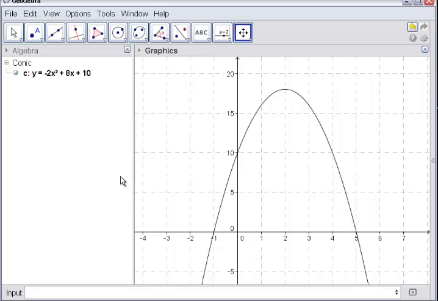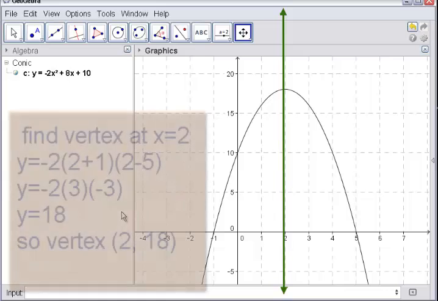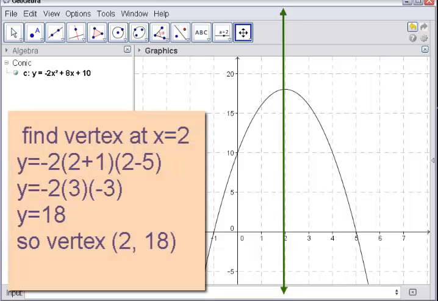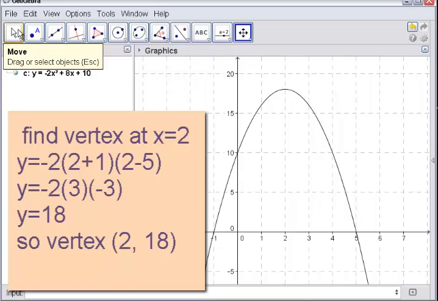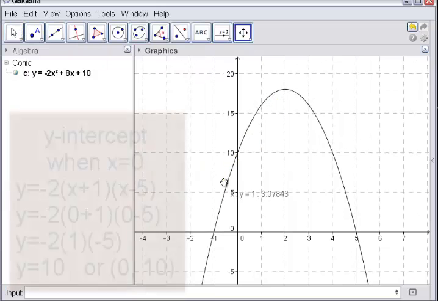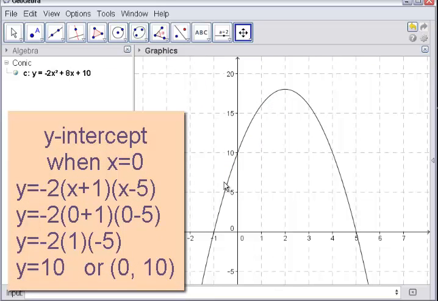Halfway between negative 1 and 5 is the axis of symmetry, and the vertex will be found on this axis of symmetry. To calculate it, let x be 2, and then substitute 2 into your original equation in factored form, and you will get that the y value will be 18. Therefore, the vertex is at (2, 18). If you need to find the y-intercept, you let the x value be equal to 0. When you substitute x equals 0, you then calculate that the y-intercept is at 10.